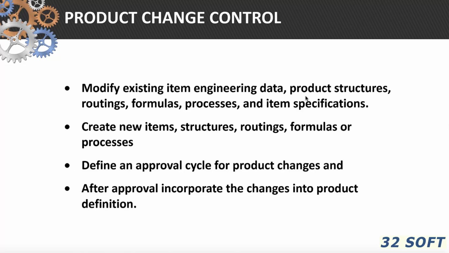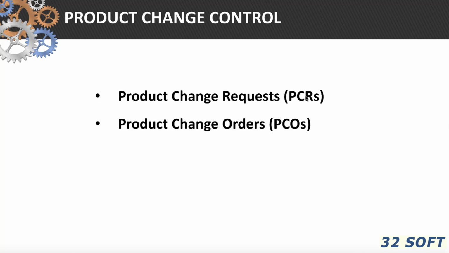With PCC functionality in QED, you can modify existing item engineering data, product structures, routings, formulas, processes, and item specifications, create new items, structures, routings, formulas, or processes, define an approval cycle for product changes, and after approval, incorporate the changes into product definition. Product change control functionality is built around two types of documents: product change requests, in short PCRs, and product change orders, in short PCOs.